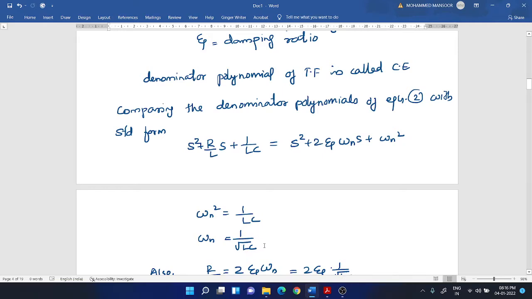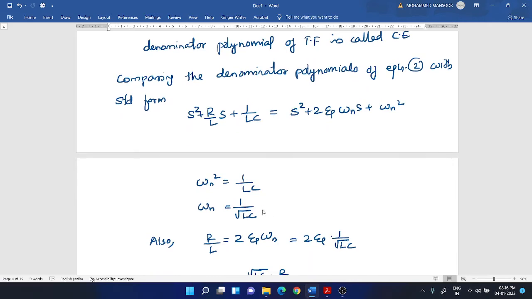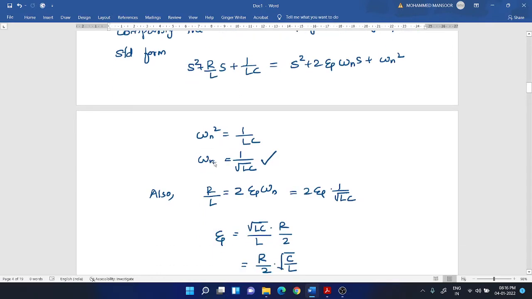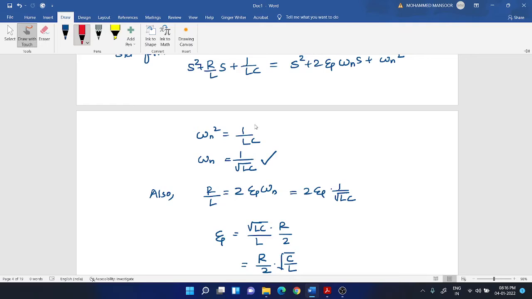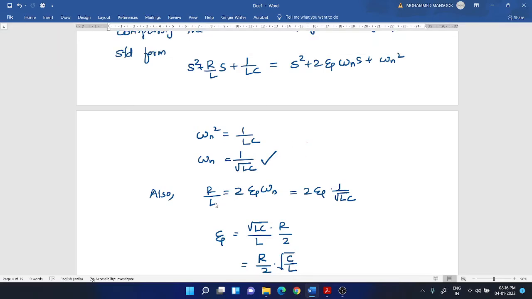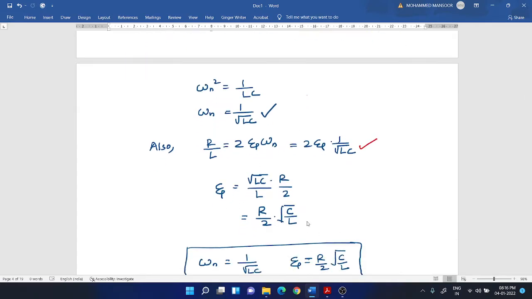If you know the values of inductance and capacitance, you can easily find the natural frequency of oscillation by means of this equation. Similarly, when we compare the coefficient of s, 2 zeta omega n is equal to R by L. We know omega n is 1 by root LC. So R by L is equal to 2 zeta omega n. Substituting omega n as 1 by root LC, we can obtain the damping ratio as R by 2 root C by L.